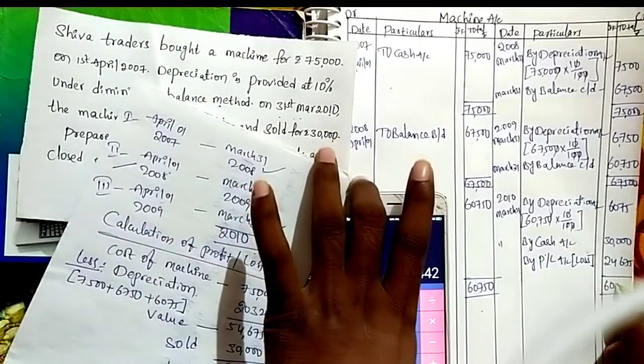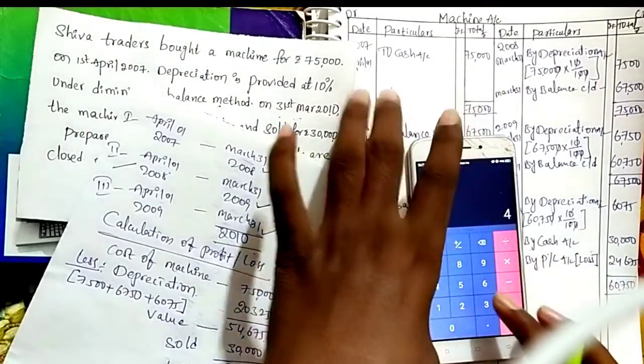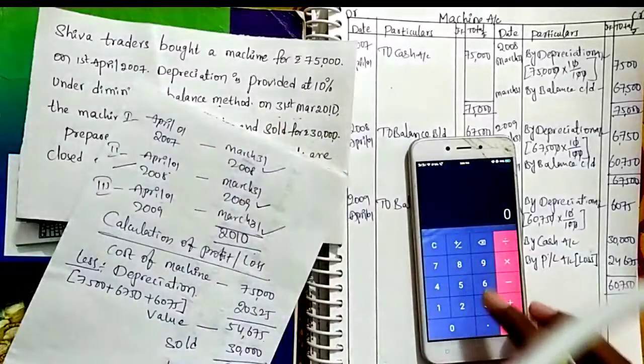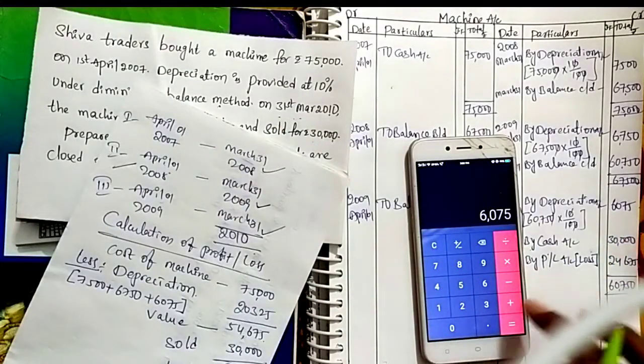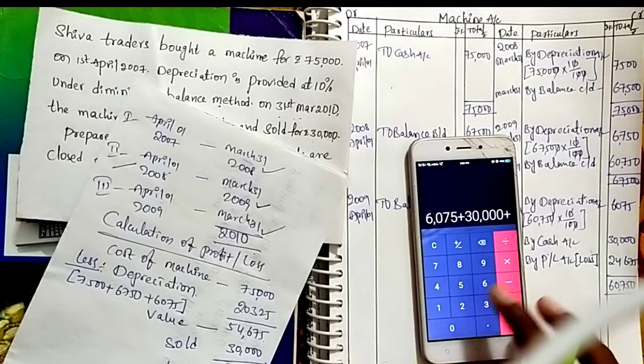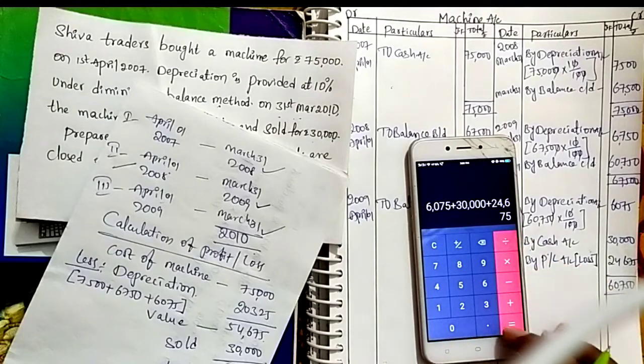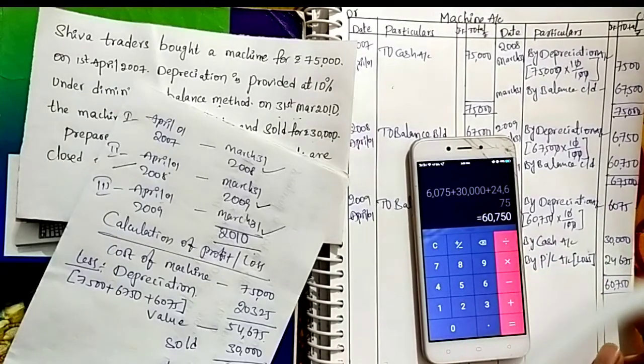See this, 60,750 and 60,750. Once we check: 6,075 plus 30,000 plus 24,675 is 60,750. That's it.